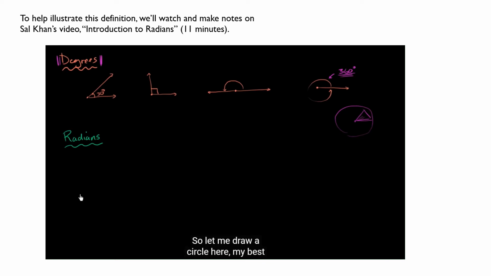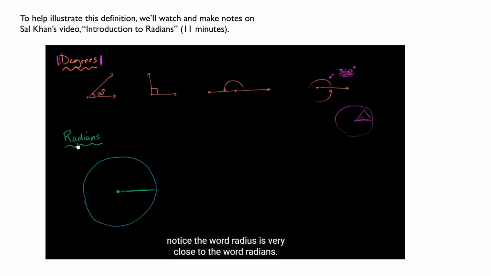So let me draw a circle here. My best attempt at drawing a circle. Not bad. And let me draw the center of the circle. And now let me draw this radius. You might already notice the word radius is very close to the word radians, and that's not a coincidence. So let's say the circle has a radius of length r. Now let's construct an angle. I'll call that angle theta. So let's call this angle right over here theta.